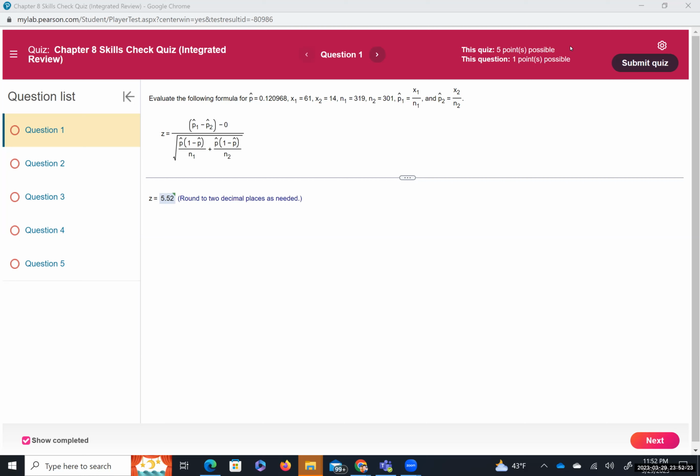So let's restart. First, you guys should keep in mind that in this formula we have p hat 1, p hat 2, something like that, and we also have p hat right at the bottom. So they are all different, right? P hat is the population, I mean, the proportions, sample proportions. So it's given to you as 0.120968. Okay.